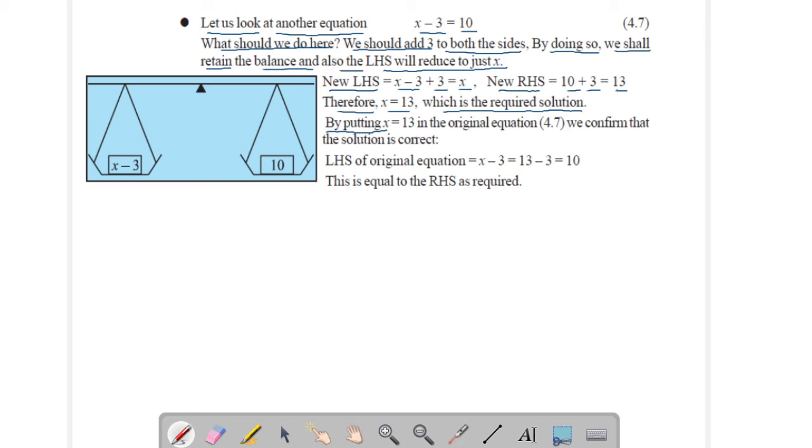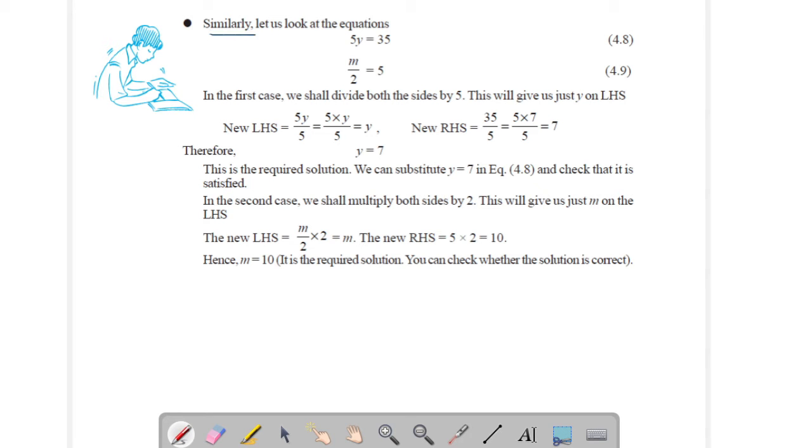By putting x equal to 13 in the original equation, we confirm that the solution is correct. See, left hand side of the original equation is x minus 3. Here x, its value is 13. So replace x by 13, we will get 13 minus 3, that is 10. This is equal to right hand side as required.